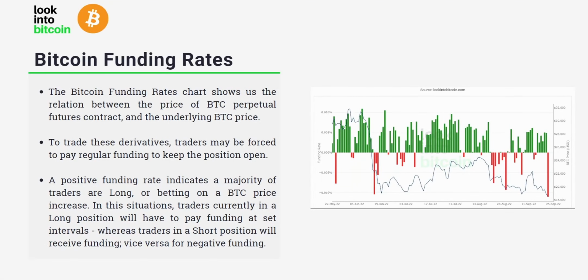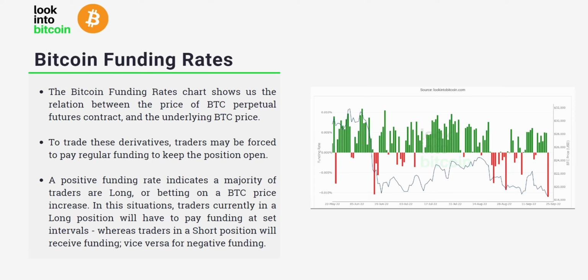So just to summarize, the Bitcoin funding rates chart shows us the relation between the price of the BTC Perpetual Futures contracts and the underlying price of Bitcoin. To trade these derivatives, traders may be forced to pay regular funding to keep the positions open. This is usually 8 hours but can vary exchange by exchange. Some of them are on a 24-hour basis and some are even on an hourly basis. So every hour, every 8 hours, every 24 hours, however long it may be, traders may have to pay this funding rate to keep their positions open.